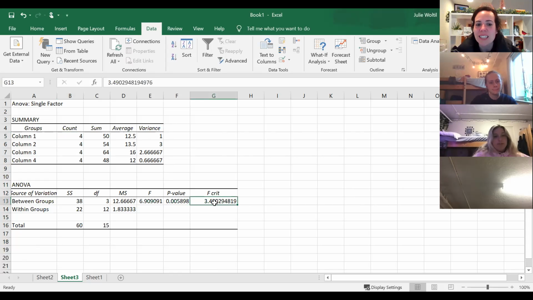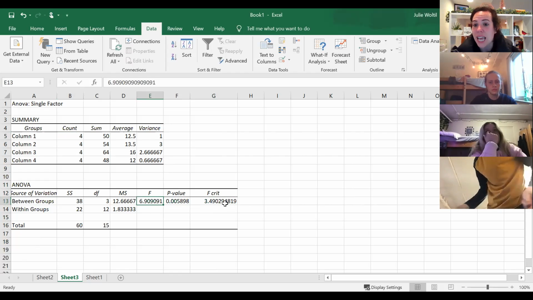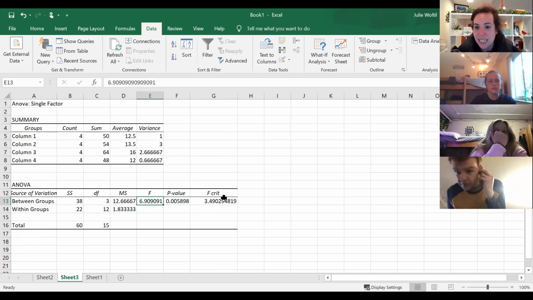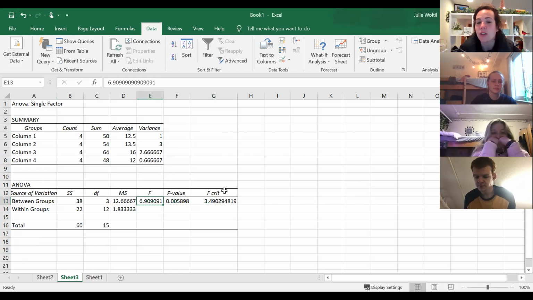This is the critical piece. We have our F critical, which is pointed out as 3.49, which I believe is identical to what we got in here. It's at 3.13. Yeah, we can't win. 3.49 is what they say is F critical, and our F value is 6.91. So even from this, we would be able to say yes, there is a significant difference, and we can reject the null hypothesis that the groups are equal.